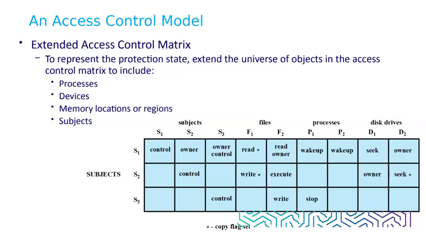Memory is another important resource. The modern operating systems prevent unauthorized programs from reading or modifying another program's memory. So overall, the extended access control matrix will expand the traditional access control model by treating processes, devices, memory regions, and subjects as protected objects, alongside files and databases. This comprehensive approach will enable the modern operating system and cloud platform to enforce consistent security policies across all the critical system resources, providing strong protection against unauthorized access and malicious activities.